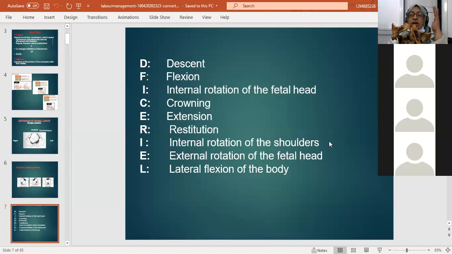As I already told you, the transverse diameter of the maternal pelvic inlet is larger than the AP diameter, so the head is engaged into the transverse diameter. This is the engagement. Usually the head is engaged at 36 weeks of gestation in the primigravida, while it is engaged at the time of labor in the multigravida.